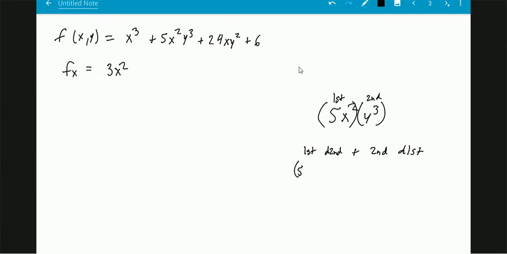Okay, so first is 5x squared. Derivative of the second would be 0 here because there's no x in the second part there. It's just y cubed, so it's just a number. So its derivative is 0 plus second, which is y cubed, times the derivative of the first. Well, anything times 0 is 0, so that's gone. If you multiply this out, you get 10x y cubed. Okay, so there's our second term.